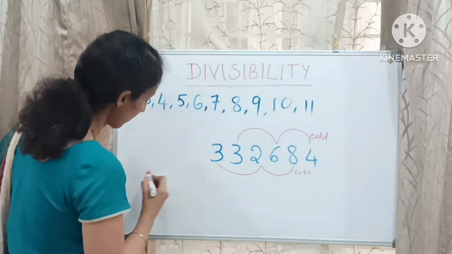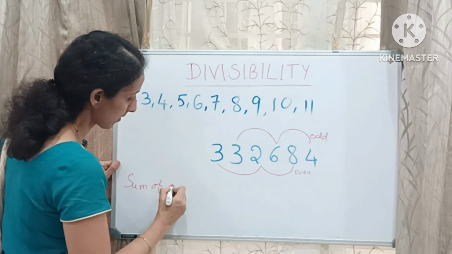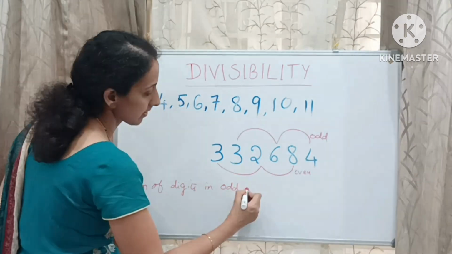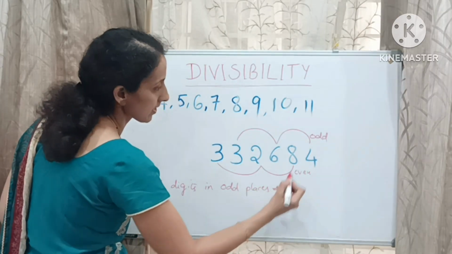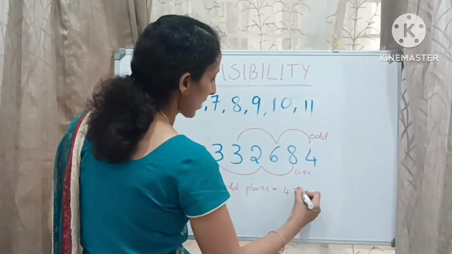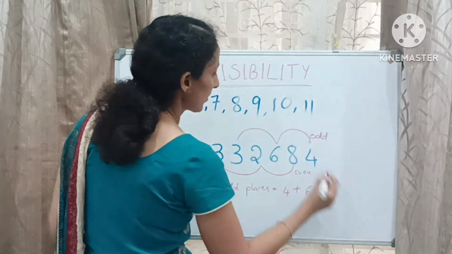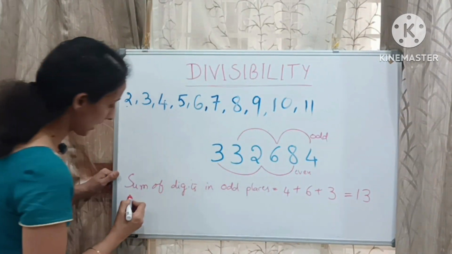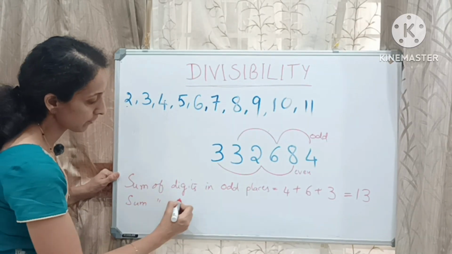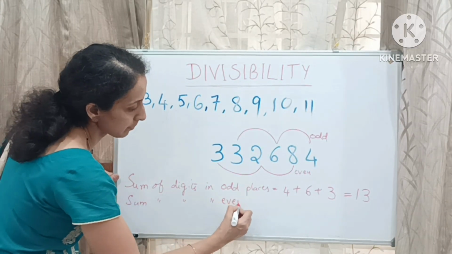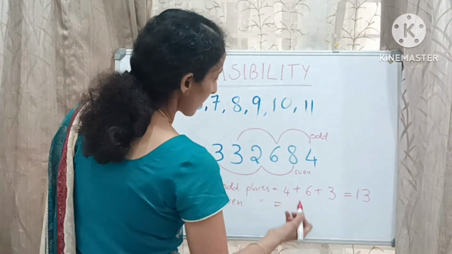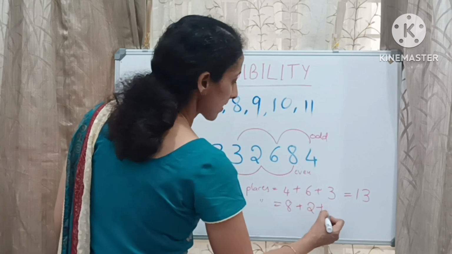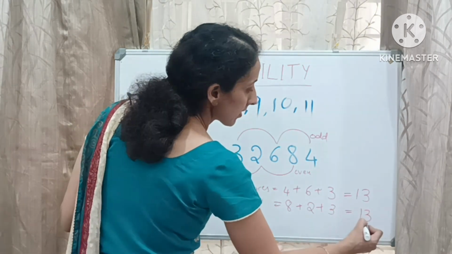We have to clearly mention sum of digits in odd places is equal to 4 plus 6 plus 3, that is 13, and similar way sum of digits in even places, that is 8 plus 2 plus 3, that is also 13.